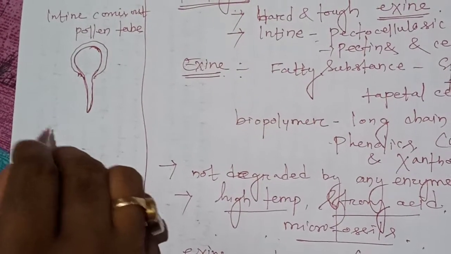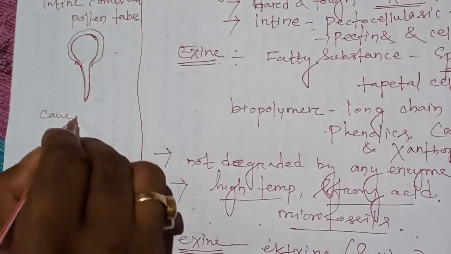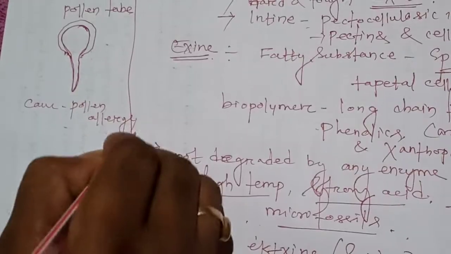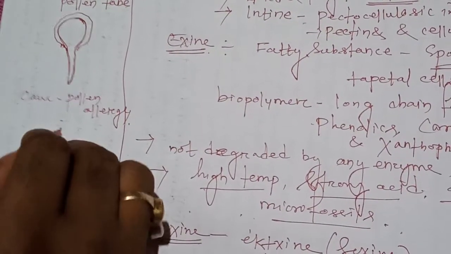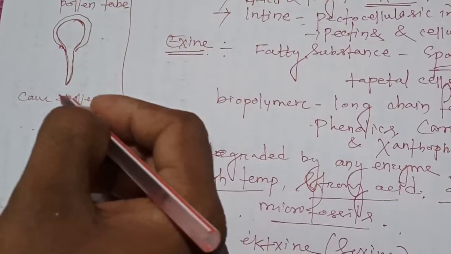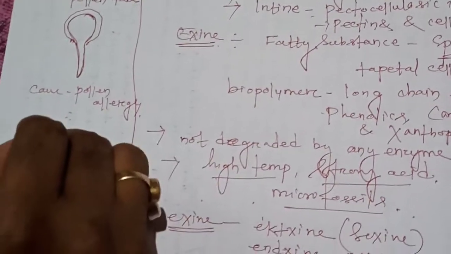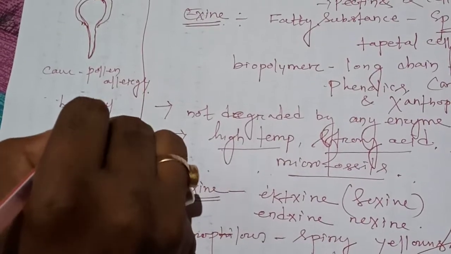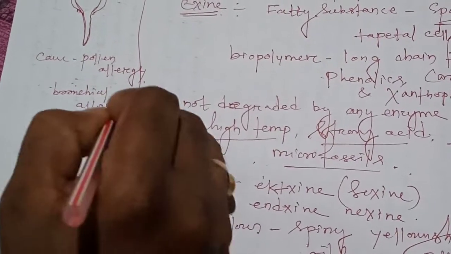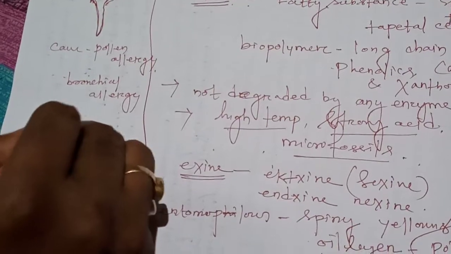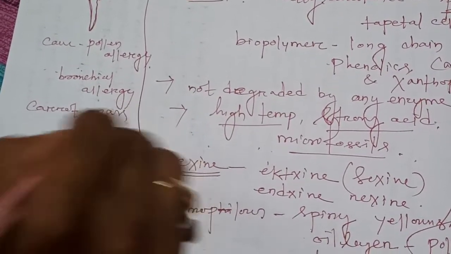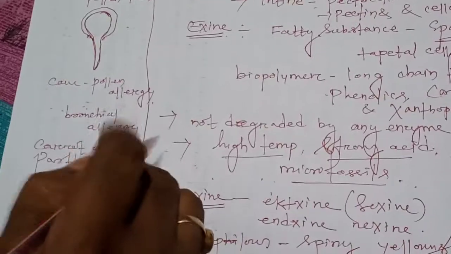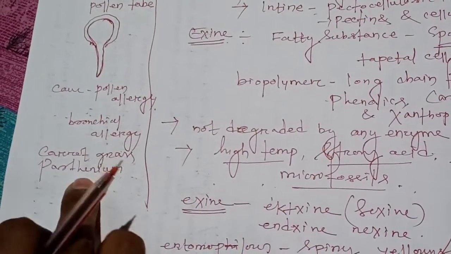The pollen grains of some plants cause pollen allergy in human beings. When they enter our respiratory tract, they develop allergy in our body, which is called bronchial allergy. Plants like carrot grass and parthenium are the major contributors to pollen allergy.